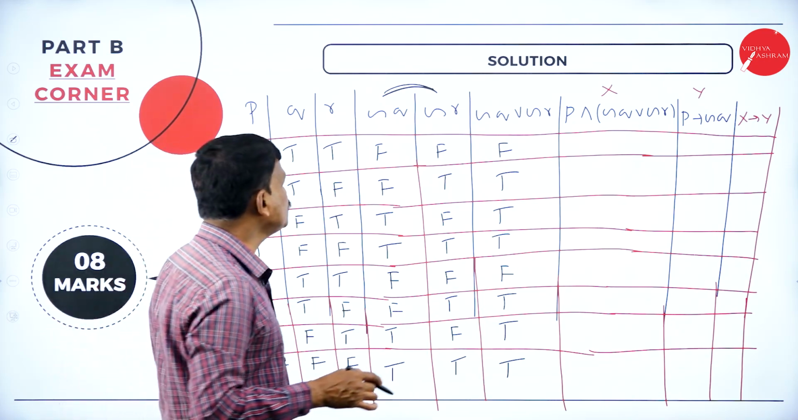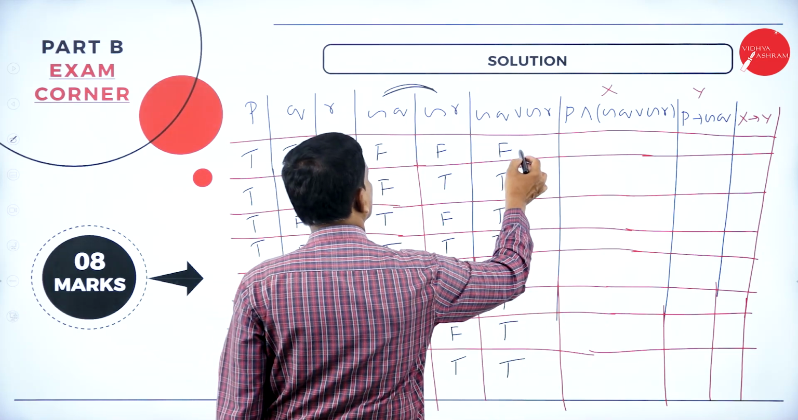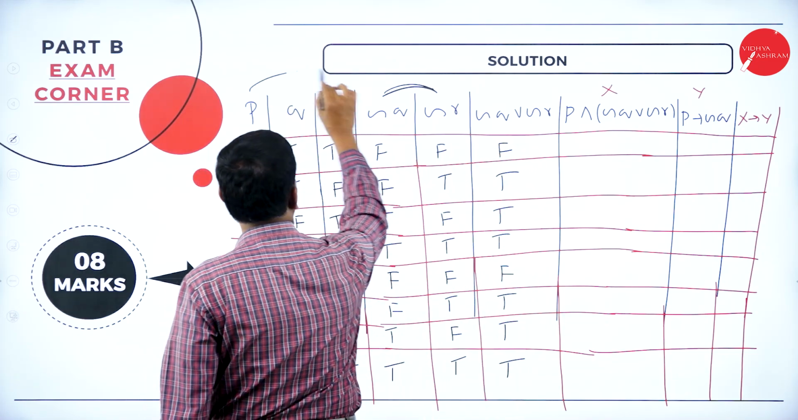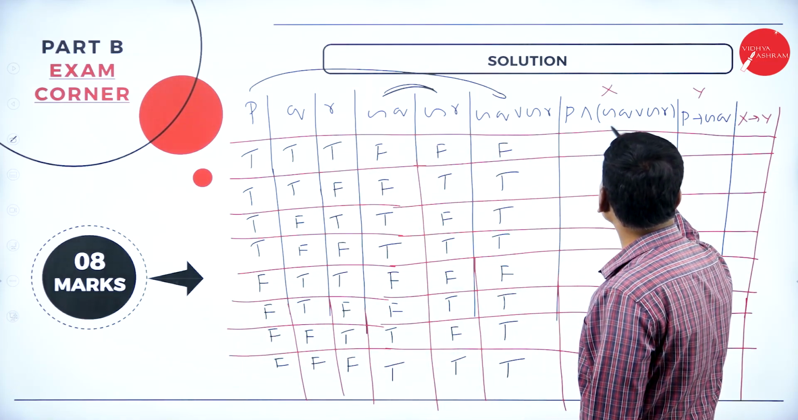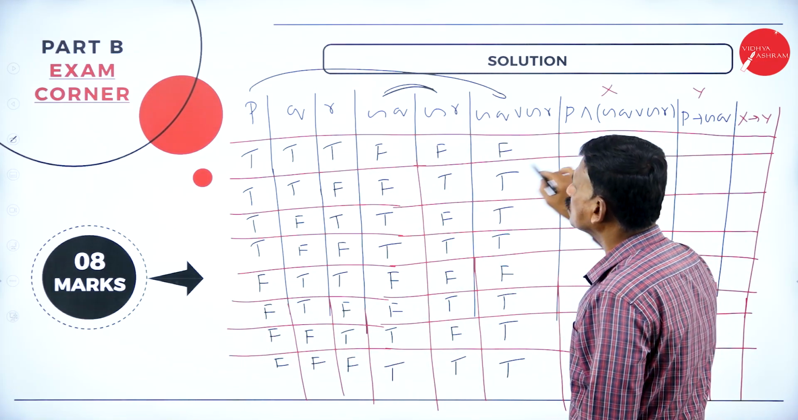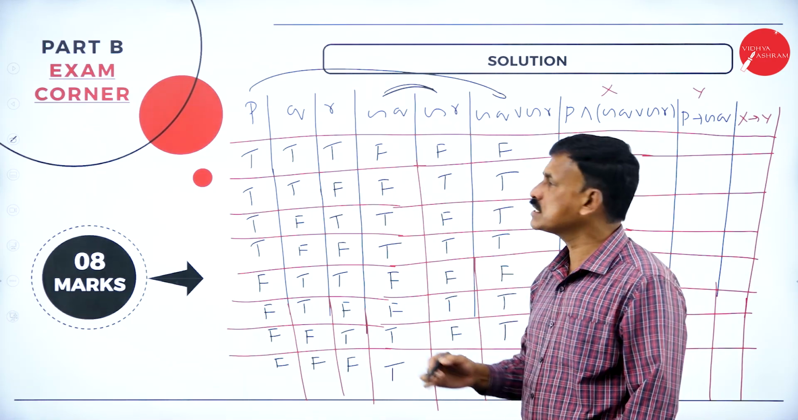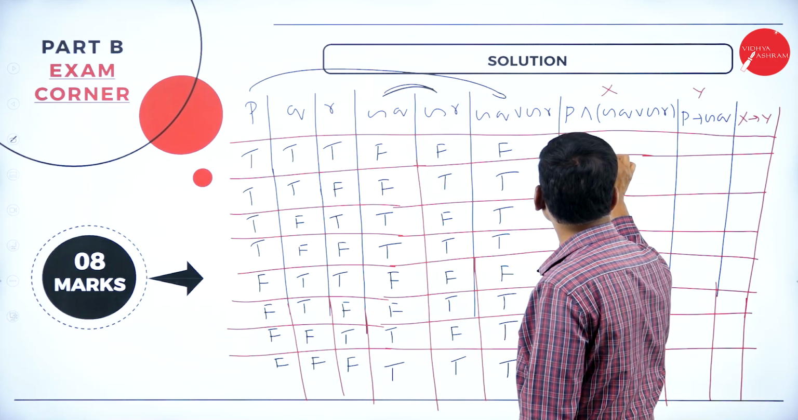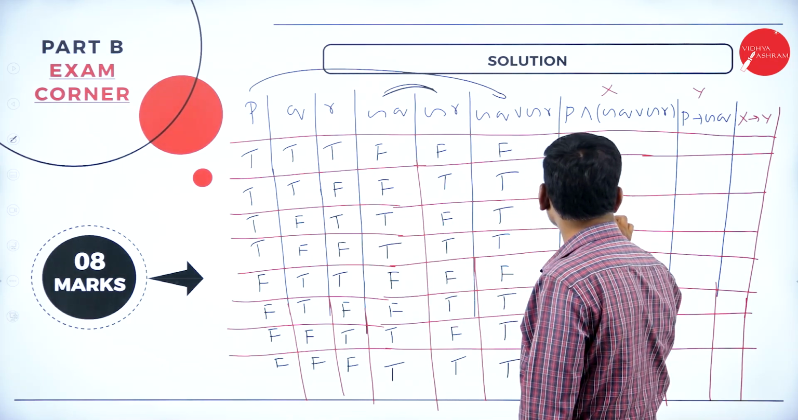Now, write down the conjunction. Conjunction for P and this, that is P conjunction, negation Q, disjunction, negation R. The conjunction means true and true is true, in all other cases it is false. True and false is false. Again true and true is true. Again true and true is true.